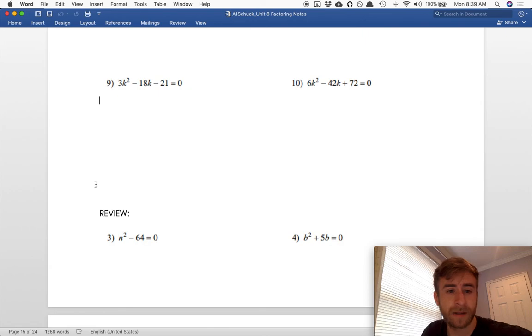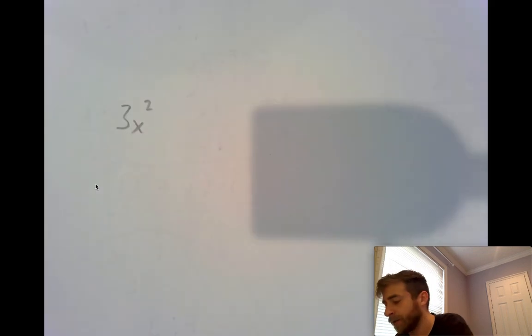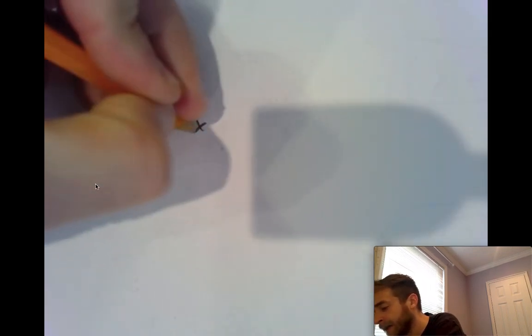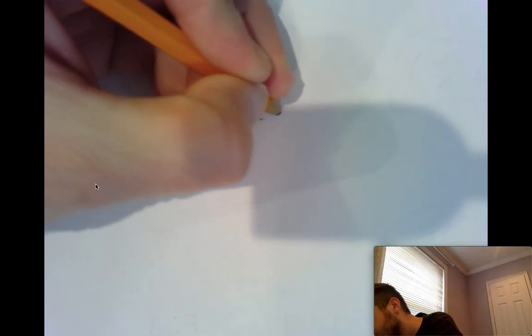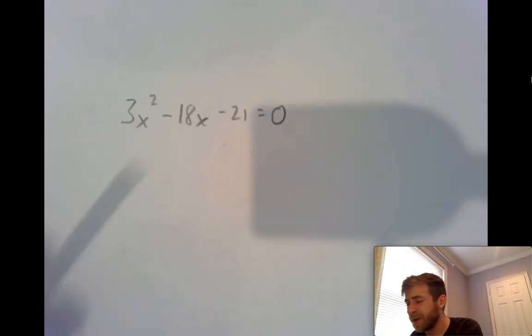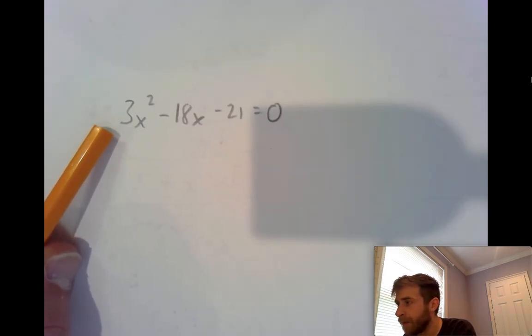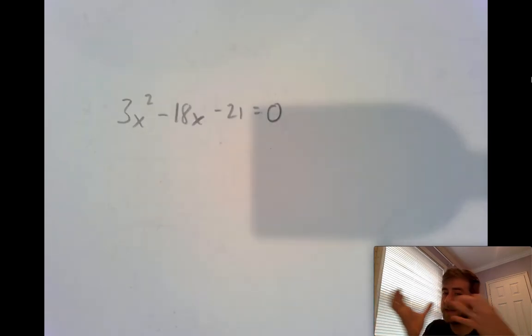All right, that's done. 3k squared minus 18k minus 21 equals 0. 3x squared minus 18x minus 21 equals 0. And for something like this, I was saying all along in this video that we don't know how to deal with numbers that are in front. And while there is a way to deal with it, the easiest thing to do is to try and see if there's a way that you can get rid of it.